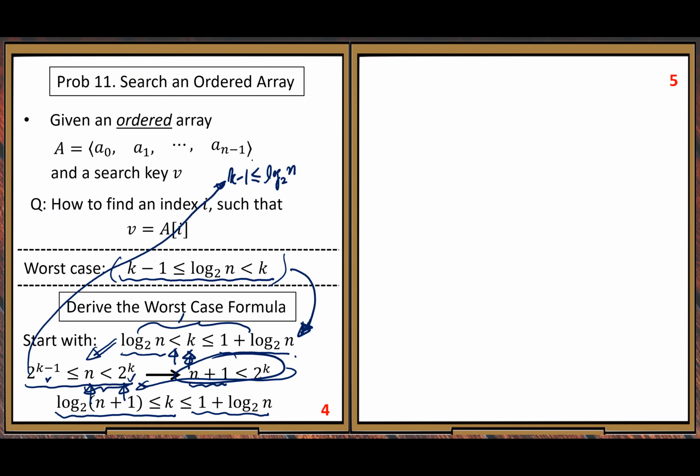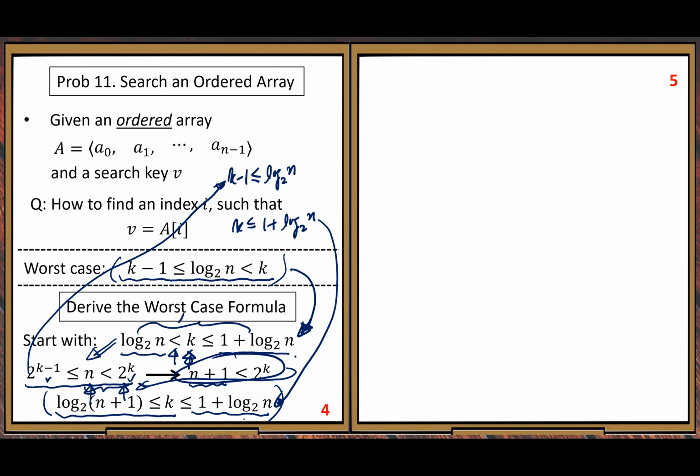Add 1 to both sides, k less than or equal to 1 plus log base 2 of n. That is this one, okay? So we have a new inequality expression. k is between these two log base 2 expressions. All right. Now, the last step.